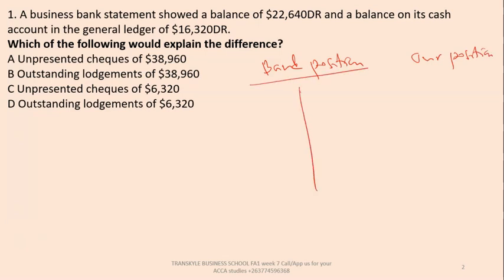These guys maintain their own ledger account. Okay? They maintain their own book of accounts. The bank also maintains a cash book, and we maintain our own cash book. There is a debit and a credit entry.